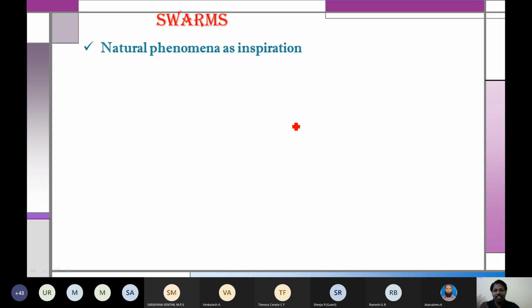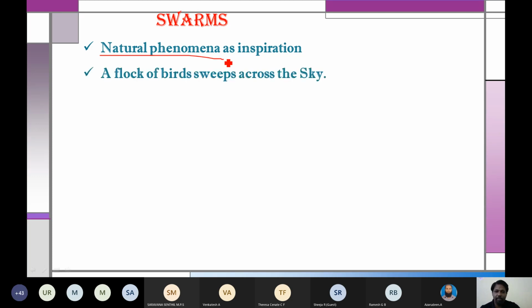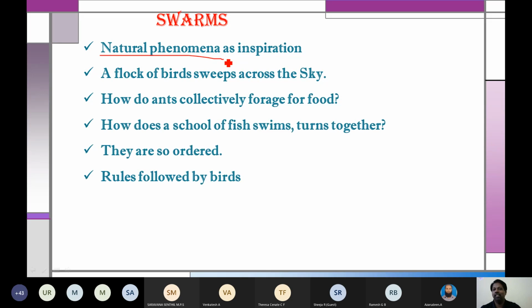So these are all the inspirations we get from those organisms, those creatures, and we create these algorithms. They are swarms, that means natural phenomena. Those things that happen naturally, we adapt and convert into algorithms. Ants are there, birds are flying, and everything has certain rules within it. They follow the rules, and we convert them into mathematical equations and use them for our problem.